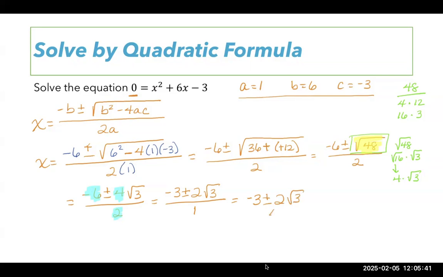And again, this really counts as 2 answers because I have a -3 plus 2 root 3, and I have a -3 minus 2 root 3 as the possibilities. So x could equal either one of those as a possible solution.